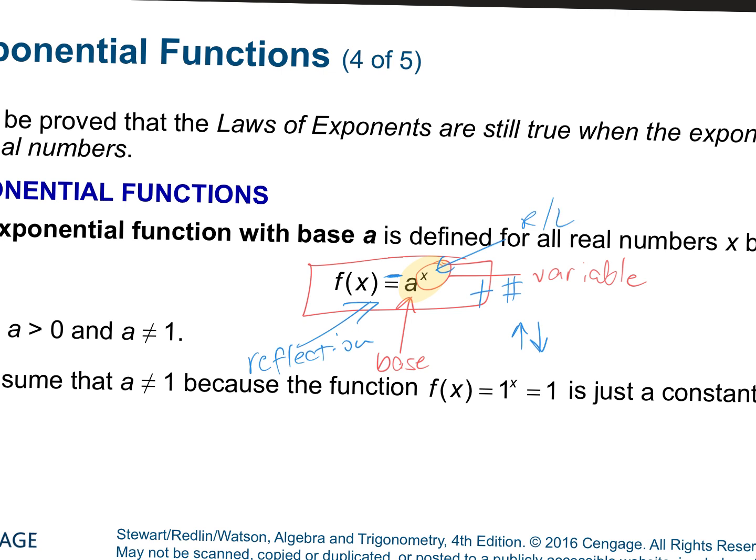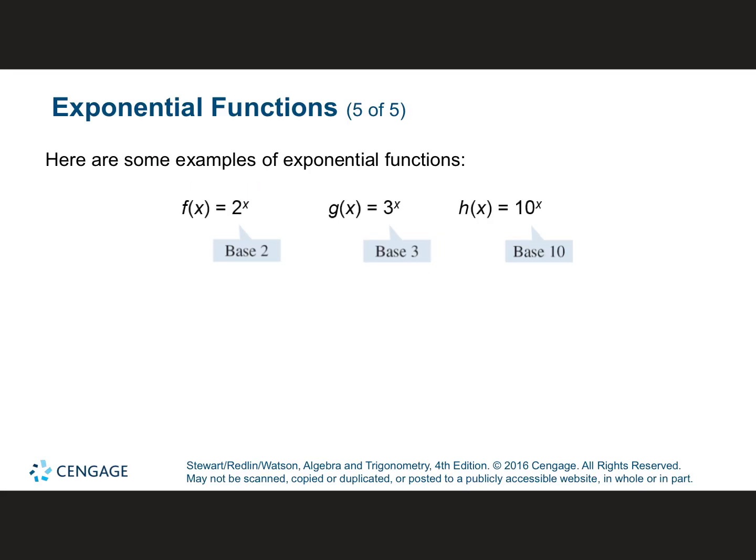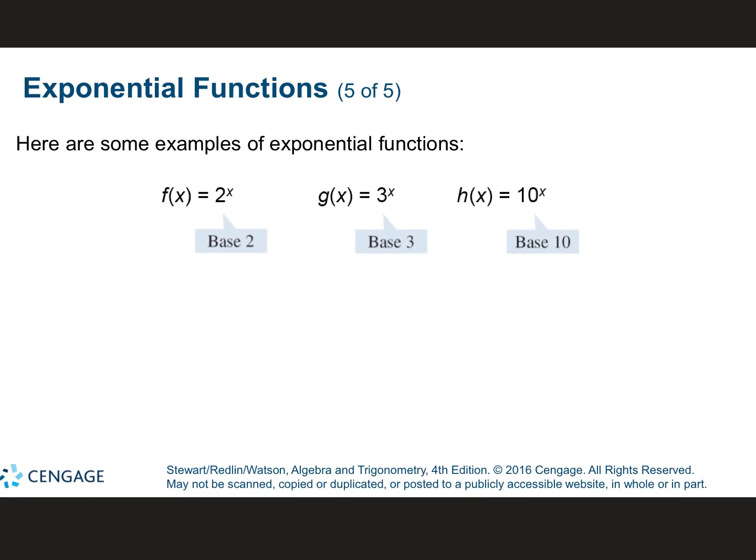So on your web assignment, it asks you to pick the graph. You can plug in numbers for x and find y and plot the points. Or you can look at the different transformations and figure out which graph is which. All right, these are just some examples of some exponentials. The big 2, the big 3, the big 10, those are called bases. And then your exponent is the variable.